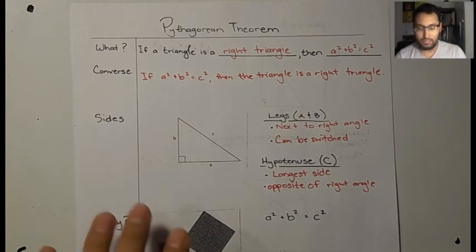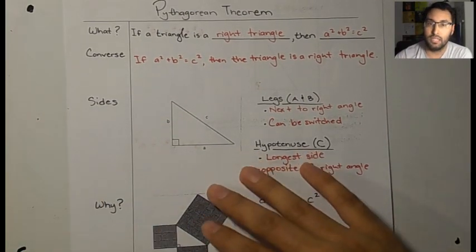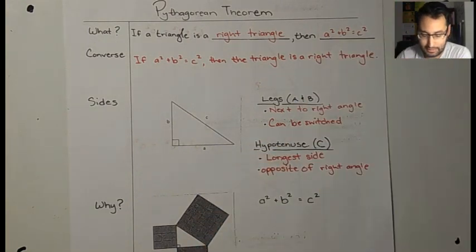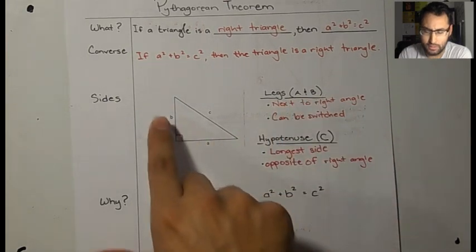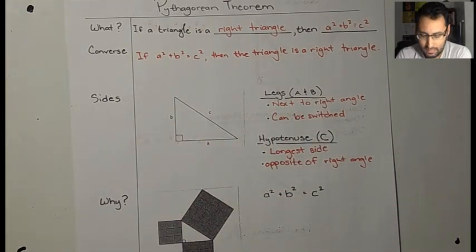Okay, so a couple of different things. I'm hitting you guys with a lot of letters. Let's talk about what these things are. In a right triangle, the a and b, those are what we call the legs. Just like how you have two legs, the triangle also has two legs.